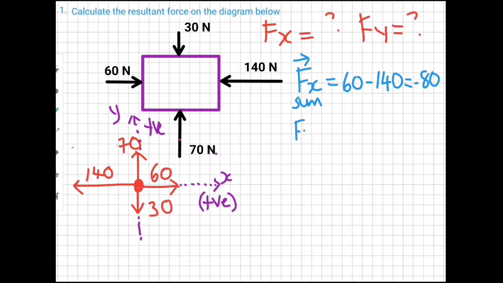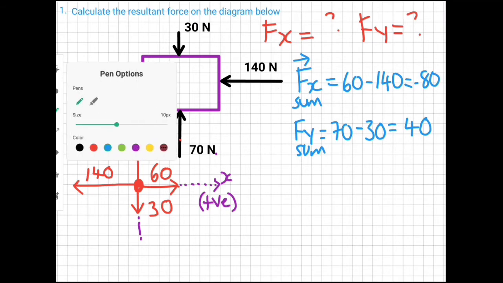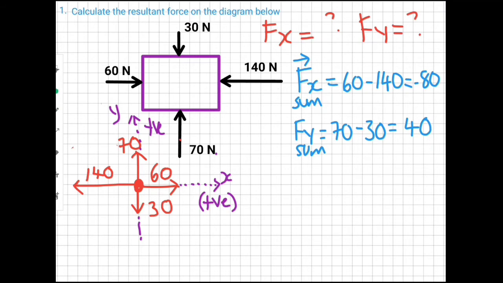Then I'll do the same for the y. Along the y, I'm going to have 70. It's going in the positive. Minus 30 to give me 40 newtons. Okay, so now I've got the sum of the forces that are acting in those 2 dimensions respectively. So now I can easily draw in a sketch of the resultant.